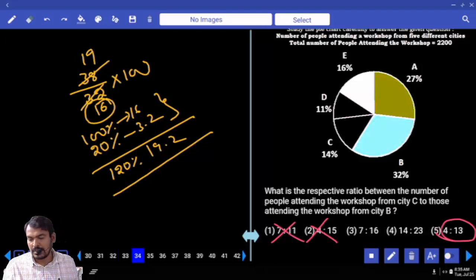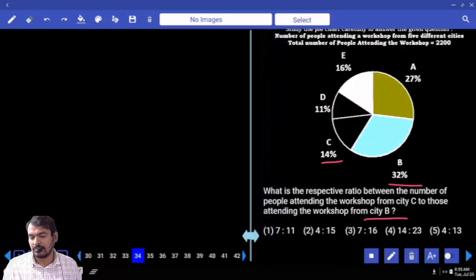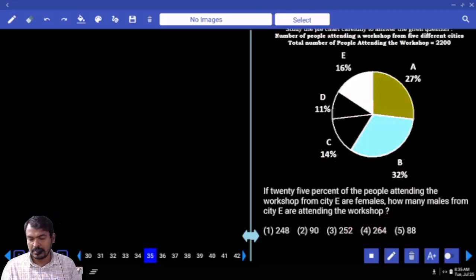Next, question number 34. What is the ratio between the number of people attending the workshop from city C and city B? What is the C percentage? 14, and the B percentage 32. What is the ratio? 7:16.